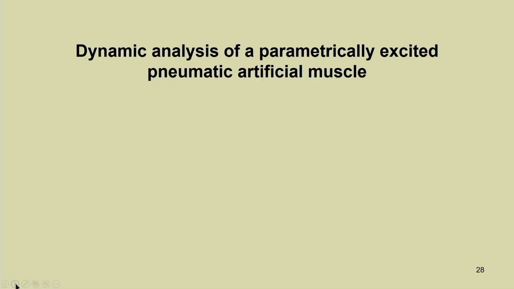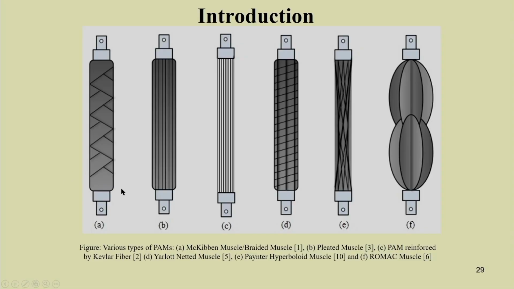So, let us take one example. For example, we are going to take a parametrically excited pneumatic artificial muscle, and here we will study the response of the system which is similar to that of a parametrically excited one. Why this becomes parametrically excited, we will also see. But before that, you must know what an artificial muscle is.